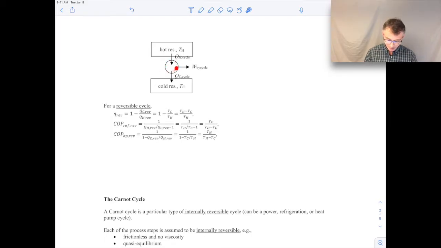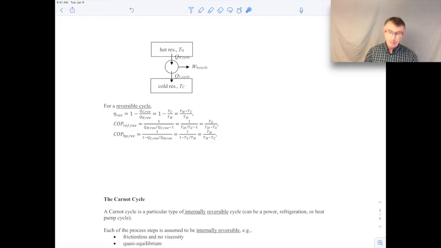This could be a piston cylinder. It could have a pump and a turbine and some heat exchangers. All the details are contained in here, as well as the working fluid used in those systems. So it could be a gas, could be water, could be some refrigerant. It doesn't really matter, actually. The way that these reversible cycles work, the working fluid doesn't make a difference. What really makes a difference is just the temperature of the hot and cold reservoirs.